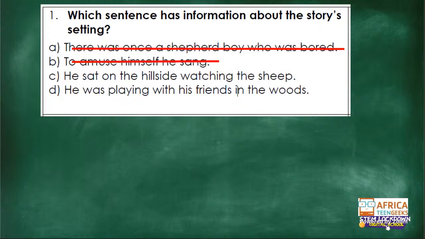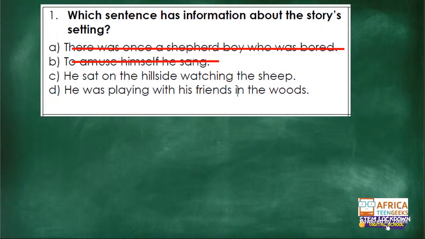He sat on the hillside watching the sheep. Does that tell us where it happened? Yes. On the hillside. So it could be that one. And what about the last one? He was playing with his friends in the woods. Could it be that one?